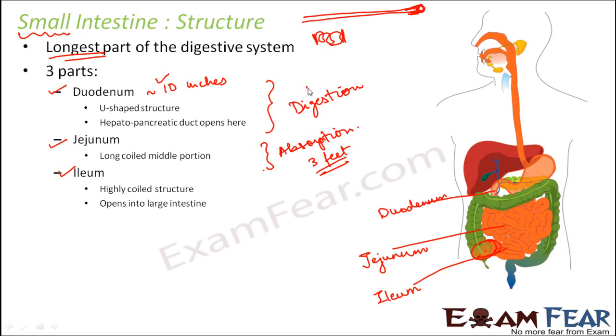Now what happens? Okay, digestion happens in duodenum, absorption happens in jejunum. So what happens in ileum? Now the absorption which happens in jejunum is not complete. Partial absorption takes place in jejunum, and in ileum the leftover absorption gets completed. So complete absorption takes place in ileum. So that is about the structure of small intestine.